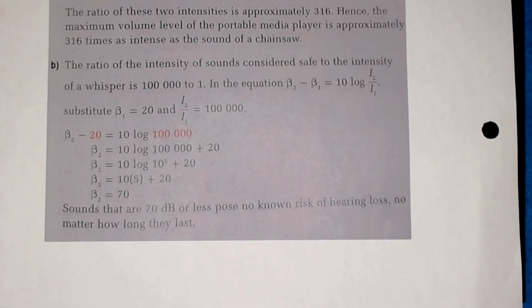In the previous question, we already determined that B2 minus B1 equals 10 log I2 over I1. And in this circumstance, we have the value inside that logarithm, that 100,000 times. So what you end up doing is solving for B2. So we have B2 minus 20 is equal to 10 log 100,000. And then you just simplify from there. And what you get as the end result is 70 decibels. So any sounds that are 70 decibels or less will not cause hearing loss.